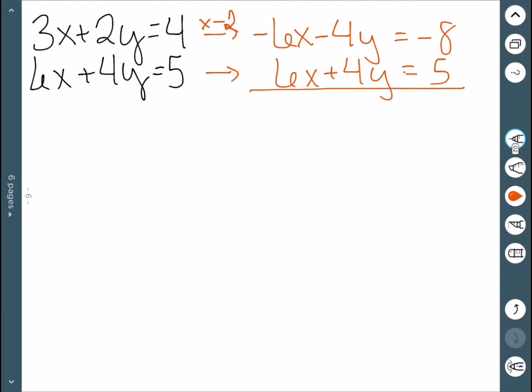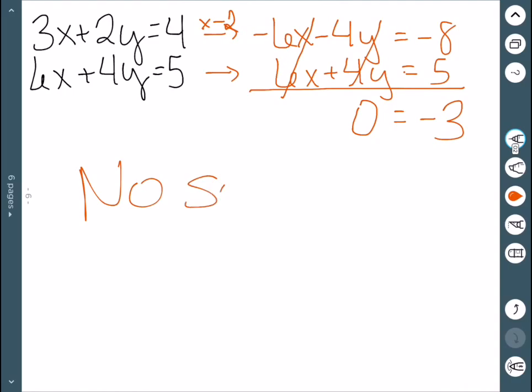When I add them, once again my x's cancel and my y's cancel, so that I have a 0 on the left. And on the right I have a negative 3. And if I think about when is 0 equal to negative 3, well, that never happens. This actually has no solution. If I tried to graph these two equations, they would be two parallel lines. They never intersect, and therefore they don't have any points in common.